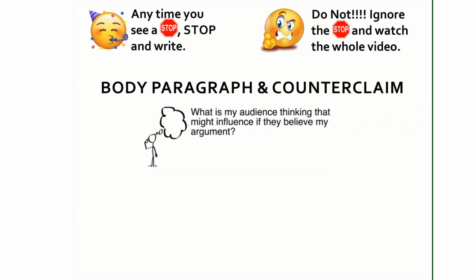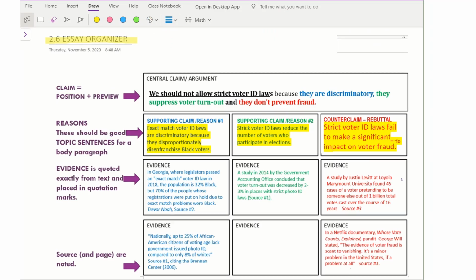So we need to consider, what is my audience thinking that might influence if they believe my argument? So I'm going to go into my 2.6 essay organizer, and I'm going to choose the reason that I think best rebuts my claim. So my claim is that we should not allow strict voter ID laws, and I'm going to choose the reason that I think would best rebut that.